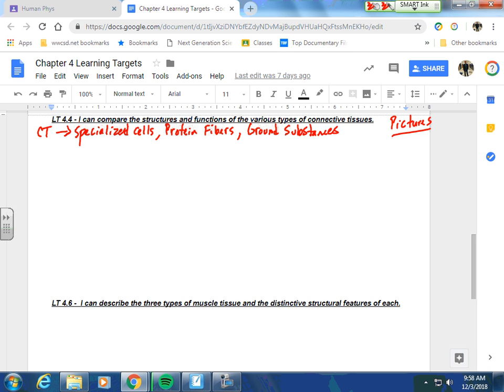Did they have cells of a certain type that were distinctive that we could notice, hey, it's this type of connective tissue? Or did they have visible protein fibers? Yes or no? Maybe they did, maybe they didn't. If they did, maybe those helped us identify what type of connective tissue it was. Could we tell what kind of ground substance it was? All right, so these are all things that we looked at in trying to understand the different types of connective tissue.